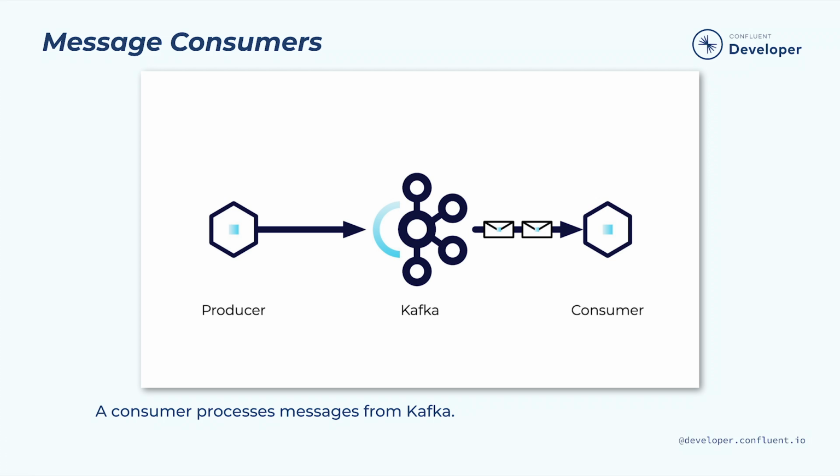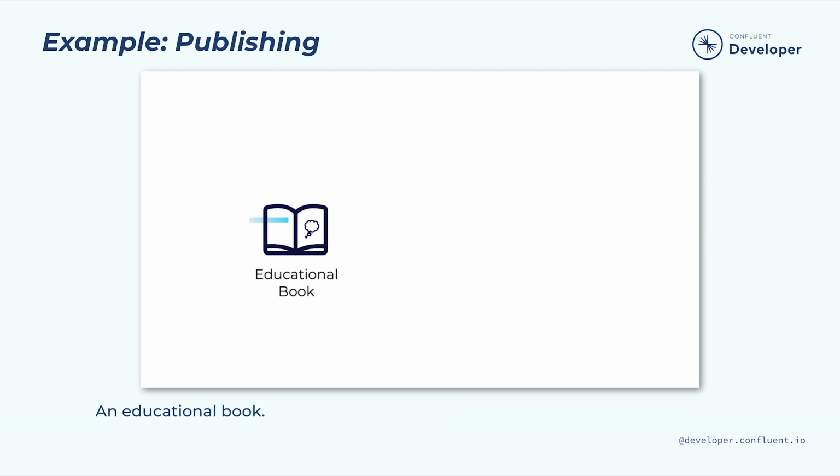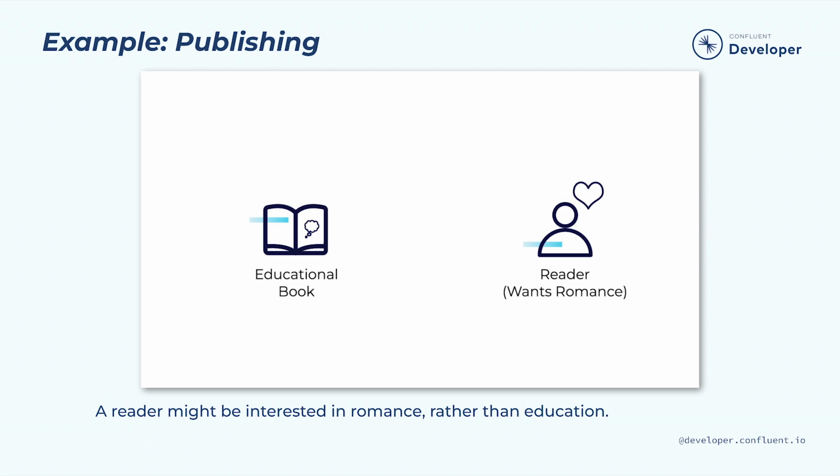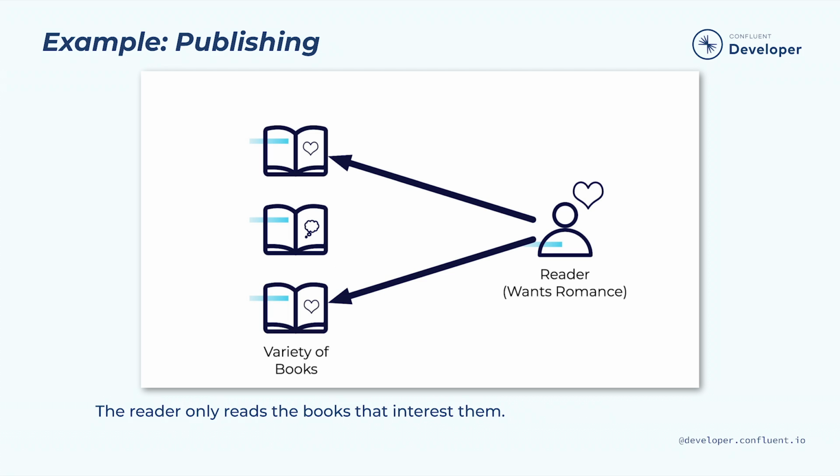But the consumer has very little control over the messages themselves. It can control how it processes them, but not what it receives. You can think about this like traditional publishing. If I publish a book, the reader has very little control over what goes into the book. However, that doesn't mean the reader has no control. The reader gets to decide which books they read and how they read them.